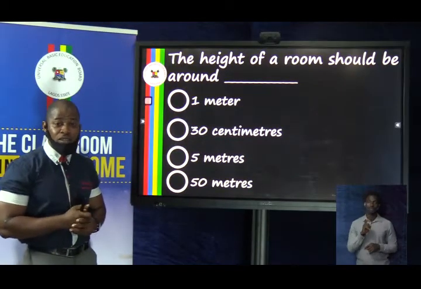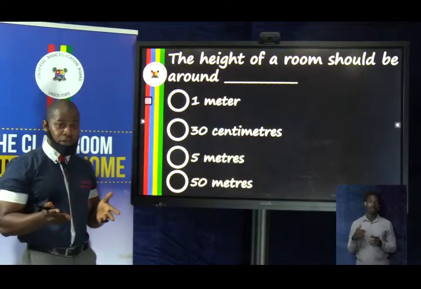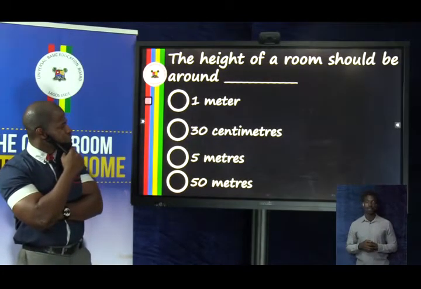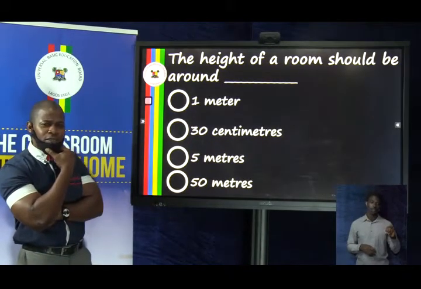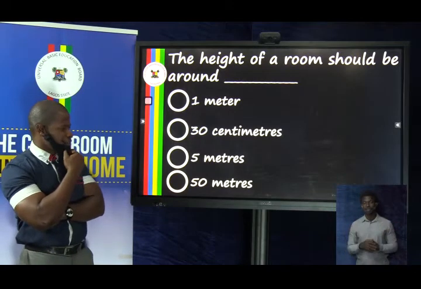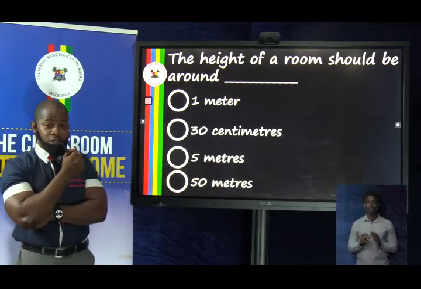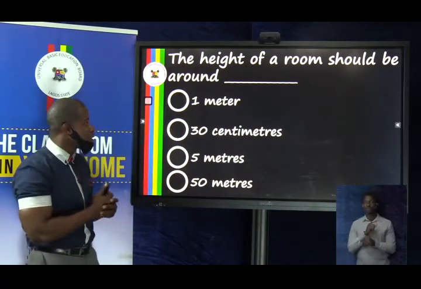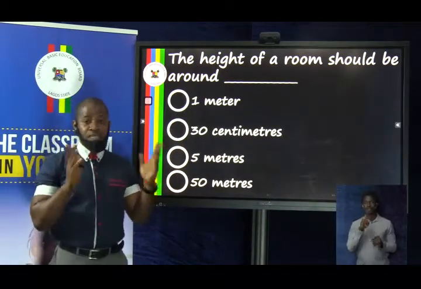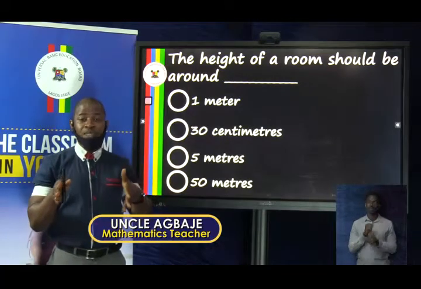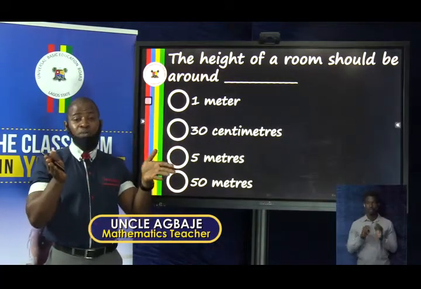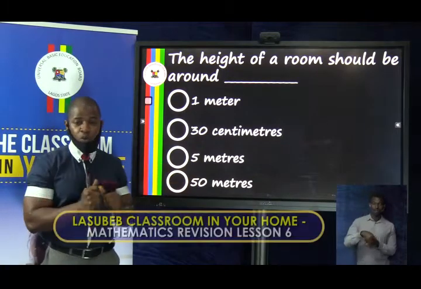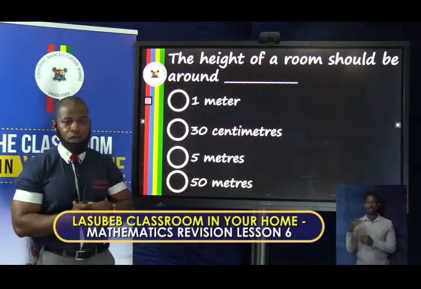Have you selected your answer? You're still thinking about it? Alright, let me think about it with you as well. 1 meter, 30 centimeters, 5 meters, 50 meters. Alright, you know what? Let's eliminate some of these answers. A room can't be 1 meter tall because even a human being that's going to live in the room is more than 1 meter tall. So unless they're going to be bending down inside, the room cannot be 1 meter tall. Okay, so 1 meter is out of it.